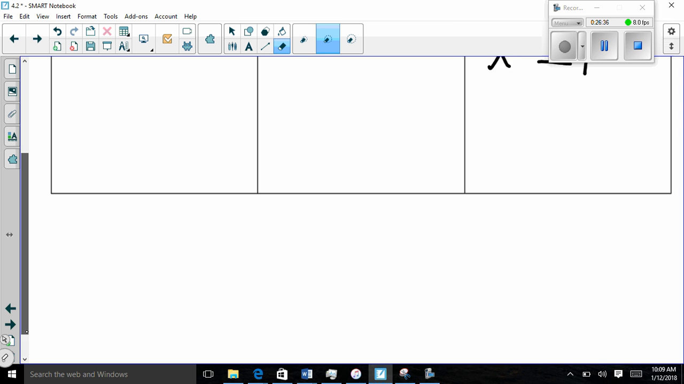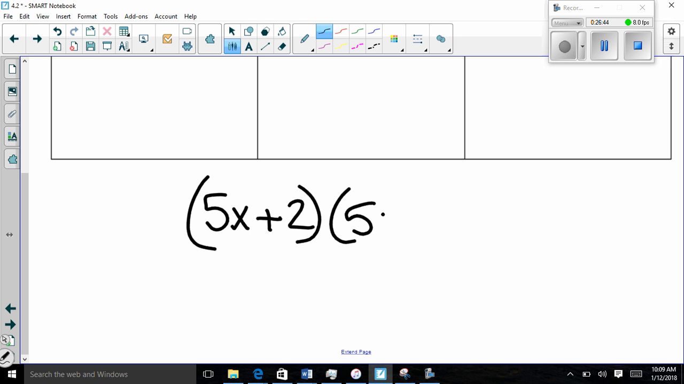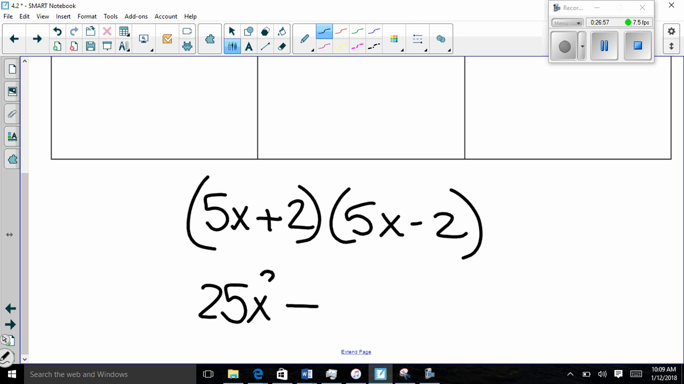So I'll give you another example. I'll make one up. So 5x plus 2, and 5x minus 2, right? All you're doing is squaring the first term minus squaring the second term. What's 5 squared? 25. What's x squared? X squared. What's 2 squared? 4. And that's your answer.